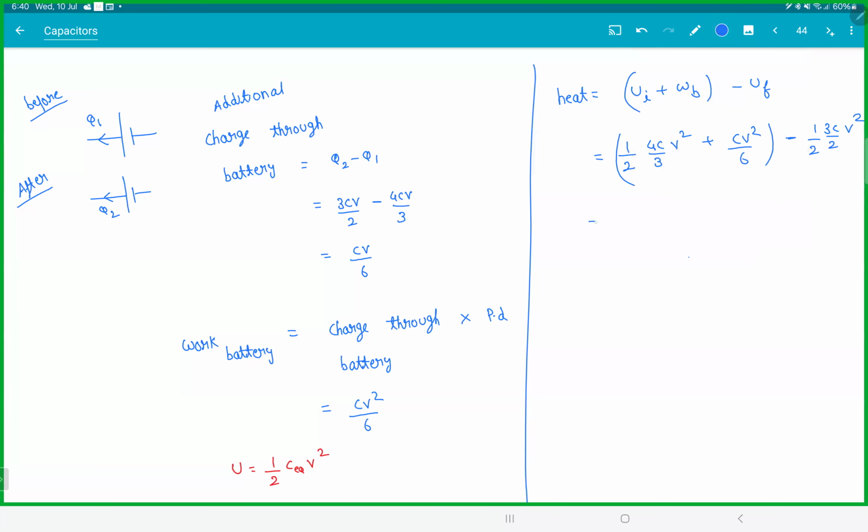That's quite lengthy. So this would be 2CV square by 3 plus CV square by 6 minus 3CV square by 4. This would be multiply 2 and 2. This would be 5CV square by 6 minus 3CV square by 4. Numbers are not great. So 5 times 4 is 20, minus 18, 2, so CV square by 12. That's your heat produced. 12, right? 4 it is. Do check it out. Maybe I messed up the calculation too much.